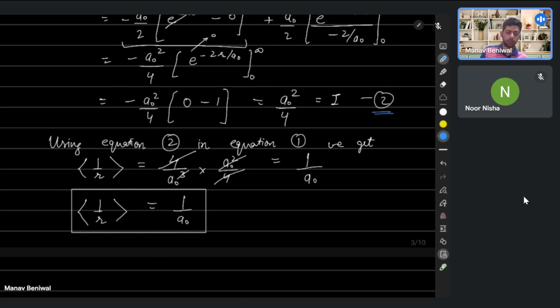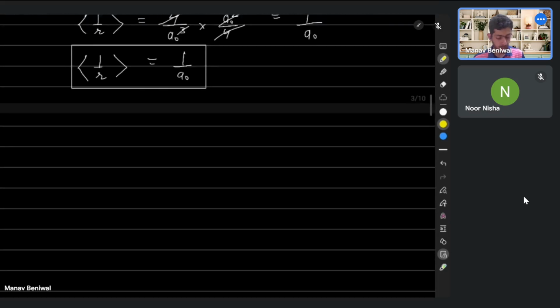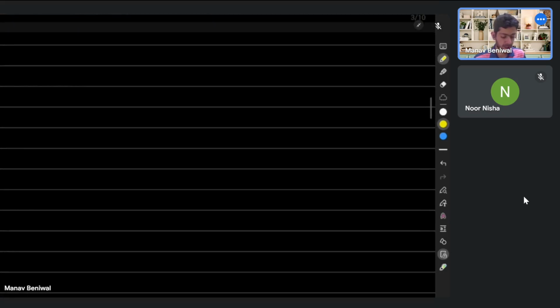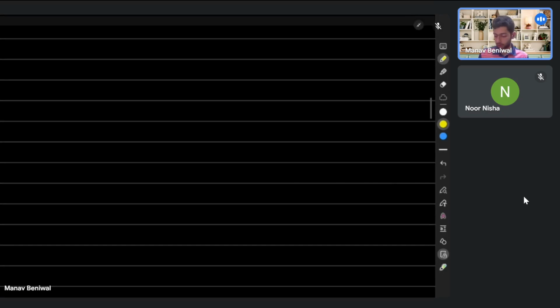Okay, any doubts in this one? No? Okay. Then I think we can proceed to the next problem. Again, this problem is related to the hydrogen atom. So this will be problem 4.